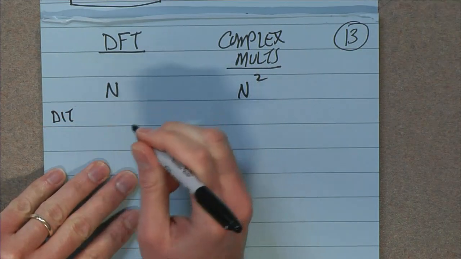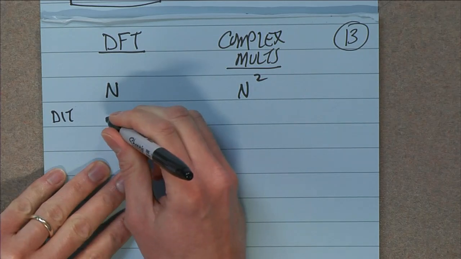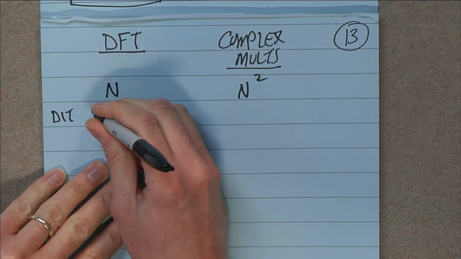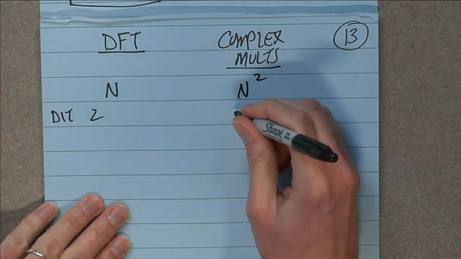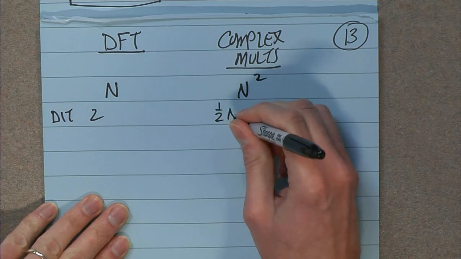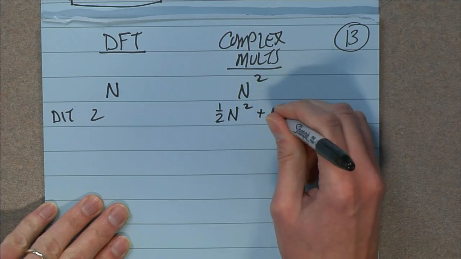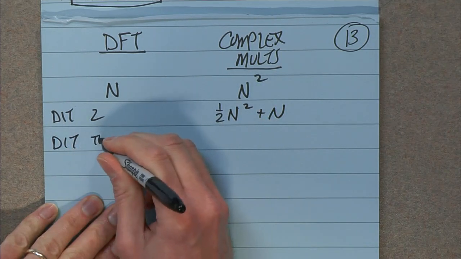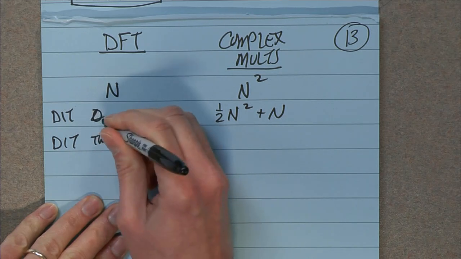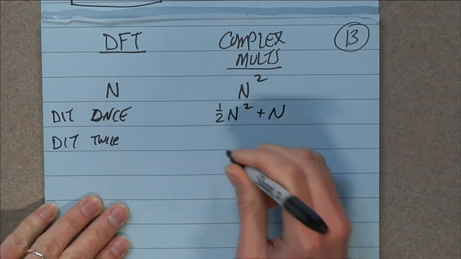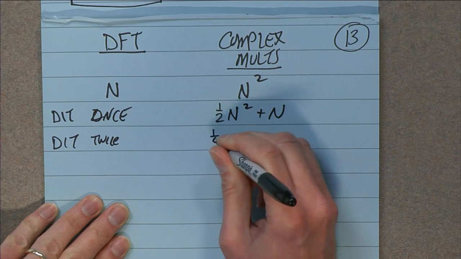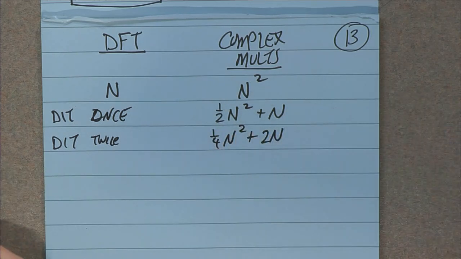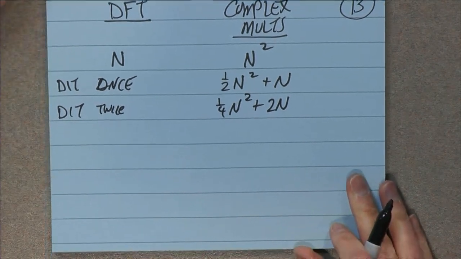If we did the decimation in time once, or maybe we'll call it decimation in time 2, it was what, 1/2 n squared plus n. And we did decimation in time twice. Maybe this is once, twice, and that was 1/4 n squared plus 2n. So where is this going?